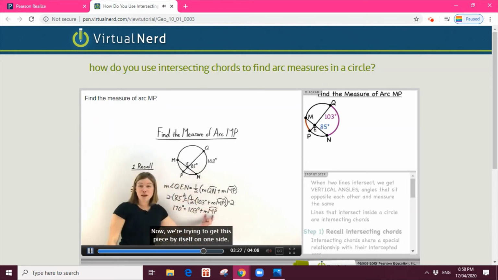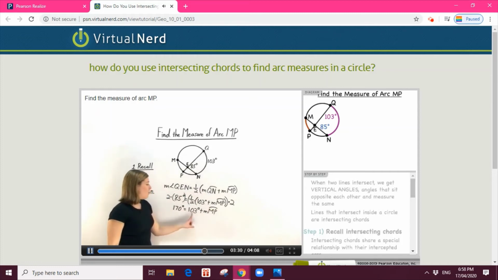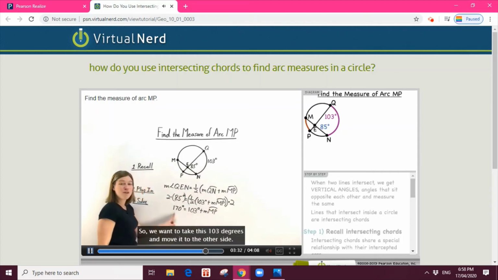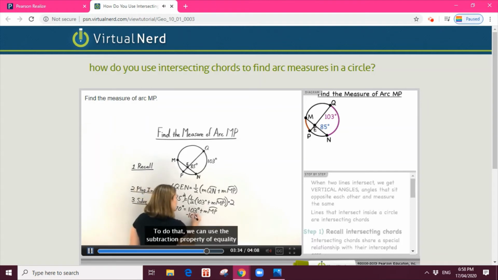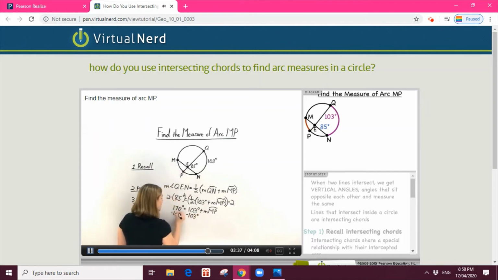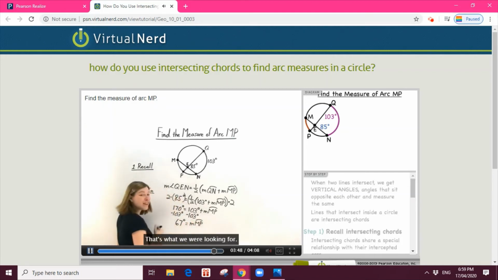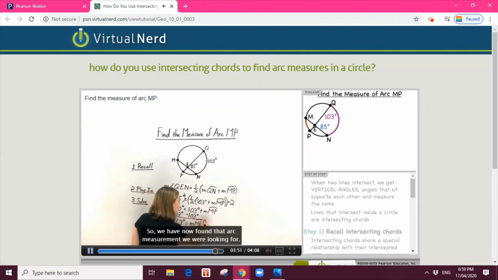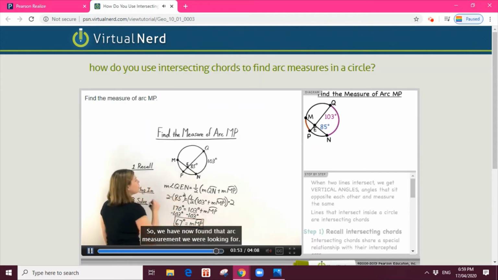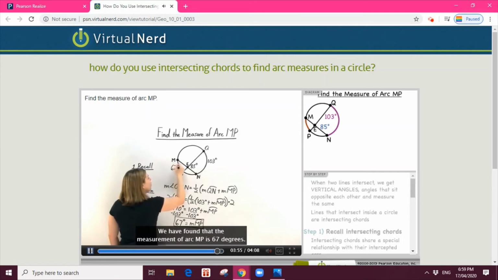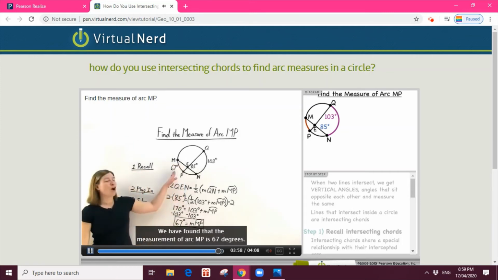We're trying to get this piece by itself on one side. So we want to take this 103 degrees and move it to the other side. To do that, we can use the subtraction property of equality and subtract it from both sides. When we do, we get 67 degrees over here, and these two cancel out, and we're just left with the measurement of arc MP. That's what we were looking for. So we have now found that arc measurement we were looking for. We have found that the measurement of arc MP is 67 degrees.